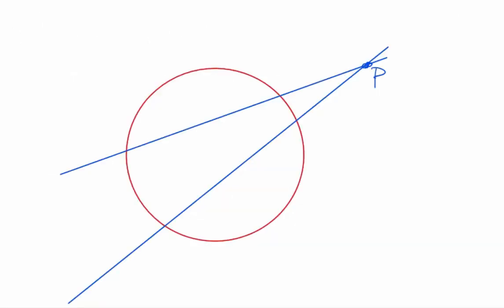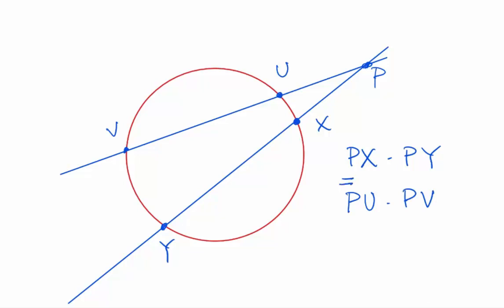So suppose we have a circle and I have a point P and I take a line, one line passing through P, meeting the circle at X and Y, and I compute the quantity PX times PY. And now I take another line which is not the same as the first one, and then is meeting the circle at, let's say, U and V, and I compute the quantity PU times PV. The theorem says that these two quantities are actually equal to each other.